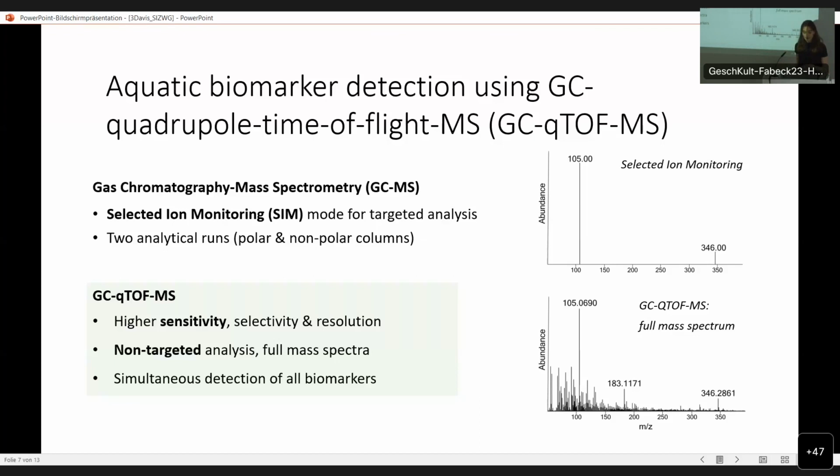And one of the benefits of that as well is that we can do retrospective searching. So if we identify potentially new biomarkers, then we can go back to our data and search through to see if they're there. And it also means we can do simultaneous detection of all our biomarkers within one analytical run, rather than having to do it on different instruments, which just reduces the analysis and the sample preparation time.